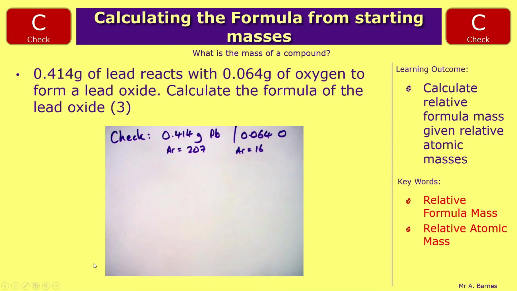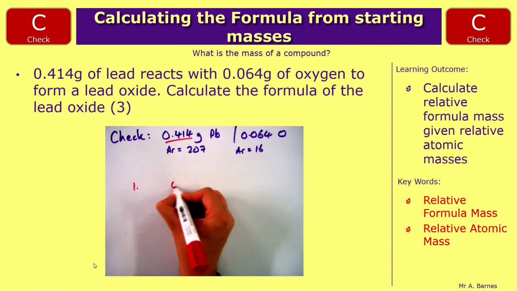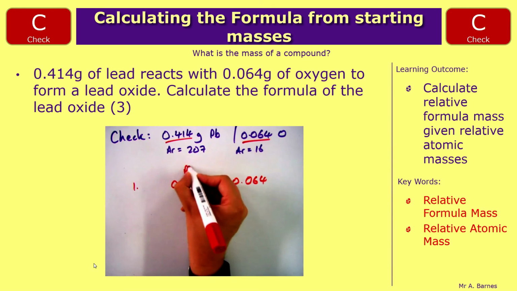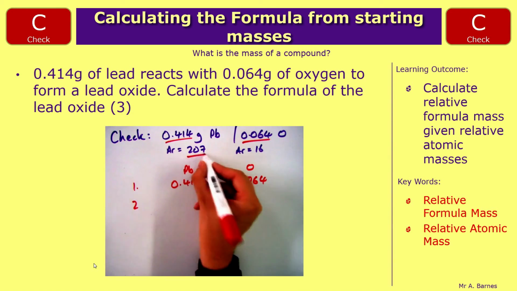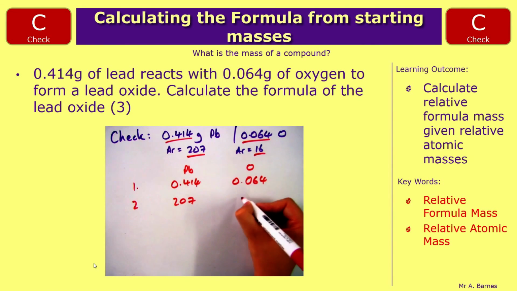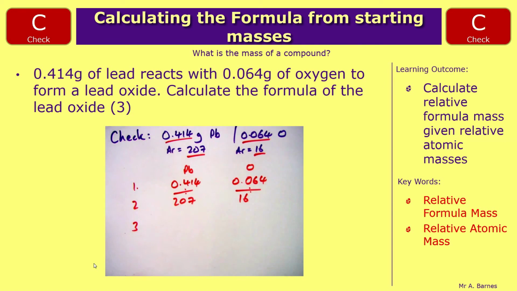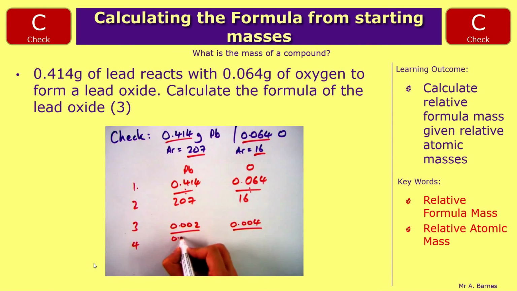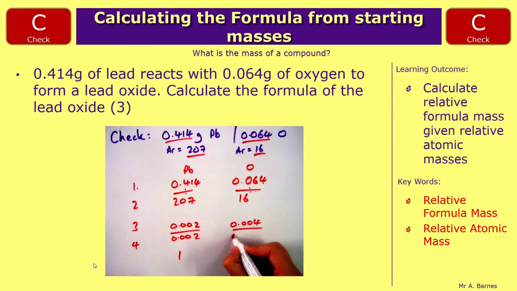Okay, so the first thing you need to do then is put down the mass, which is 0.414 grams for lead and 0.064 grams for oxygen. Underneath that, put the atomic mass, which for lead is 207 and for oxygen is 16. Then you need to work out the moles, so divide both of them by their atomic masses, so 0.414 divided by 207 and 0.064 divided by 16, which gives me 0.002 for lead and 0.004 for oxygen. Once you have that, you divide both by the smallest number, which in this case is 0.002. So 0.002 divided by 0.002 is 1, and 0.004 divided by 0.002 is 2.